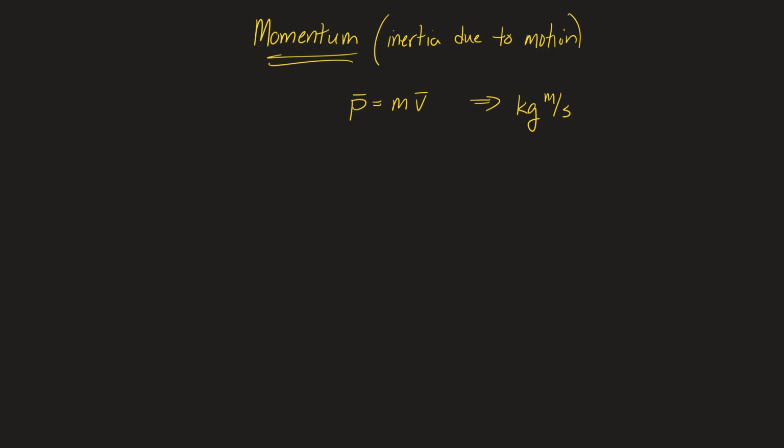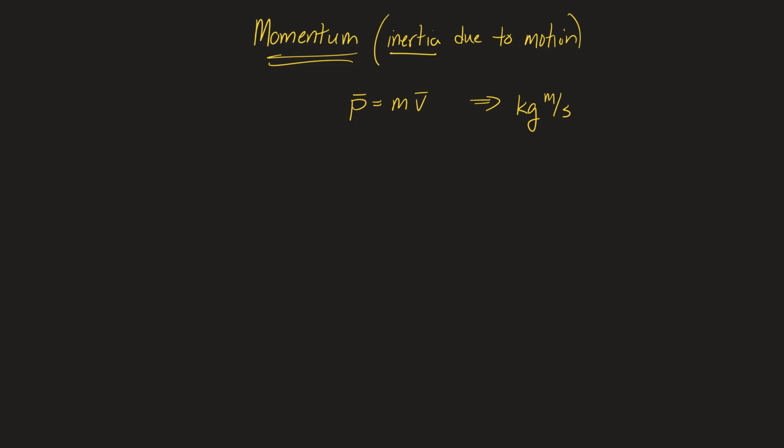Also, because momentum is a vector, it gets its vector direction from the velocity, which I think makes sense. So whatever the direction it's moving, that's the direction of the object's momentum. But again, I say that it's an object's inertia due to motion, which means that the faster an object moves, the more momentum it has, the more difficult it is to change the object's motion.